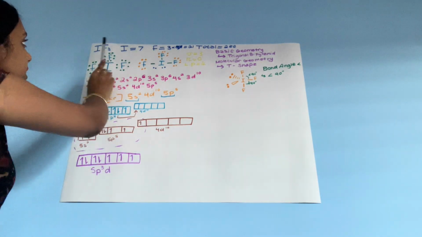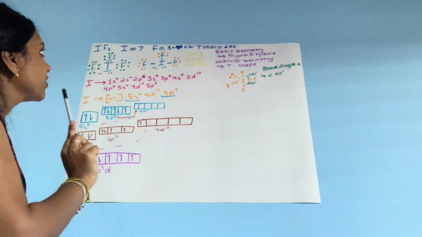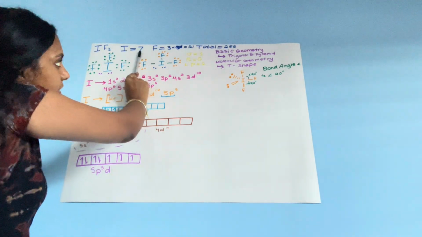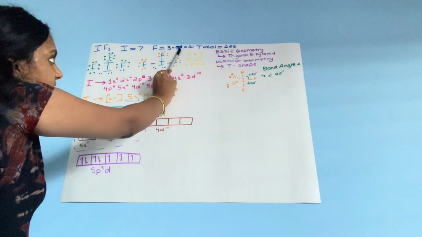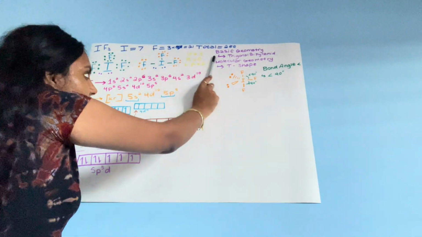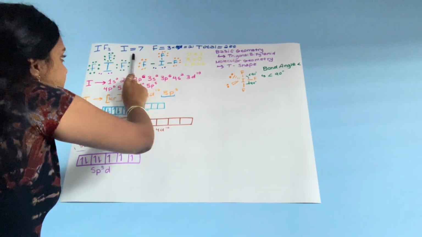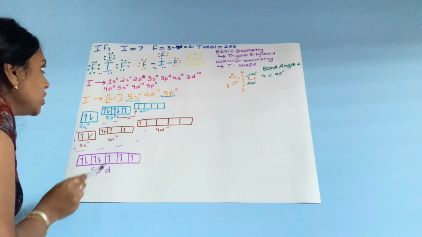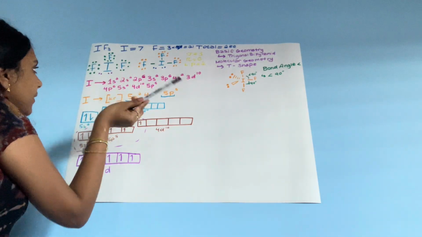So we originally started off with iodine trifluoride. Iodine has 7, fluorine has 7. We have 3 fluorines, so 3 times 7, 21 electrons. 7 plus 21, 28 total electrons. We drew our Lewis dot diagram.